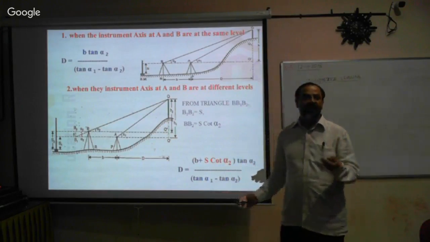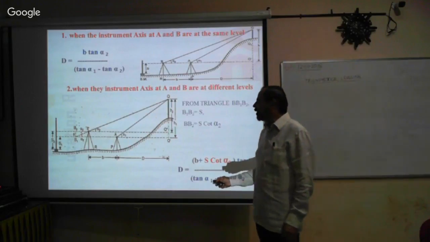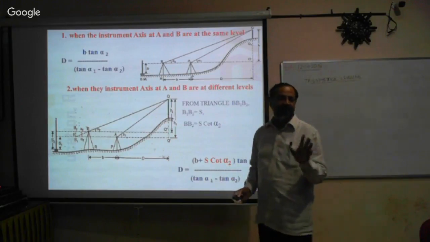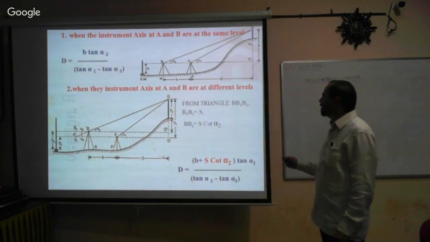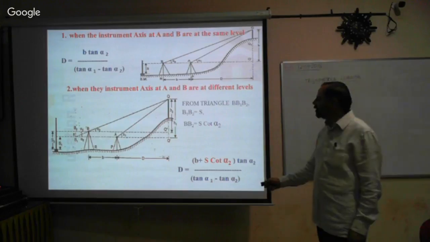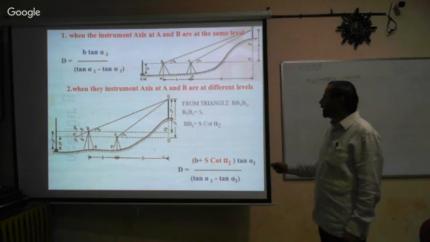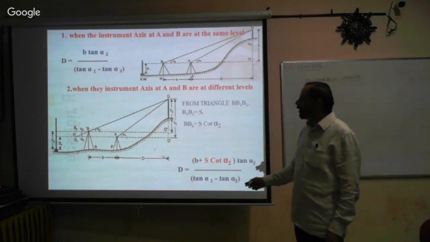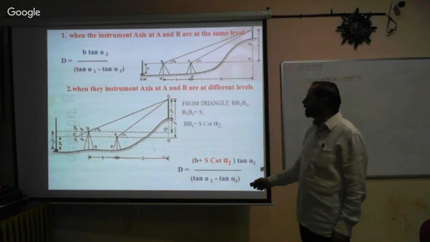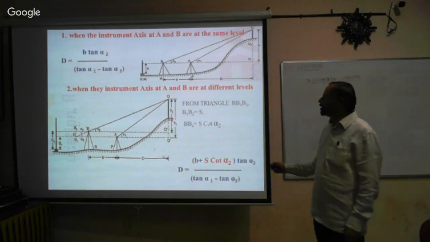Now by solving the triangle, we are going to get that B2 B dash is equal to S cot alpha 2, isn't it? S cot alpha 2. From the triangle, that is B1 B2. Now B1 B dash, yes, the difference between the two staff readings is this. Now therefore we can calculate this distance, isn't it? Now after calculating this distance, B2 B dash is equal to S cot alpha 2.